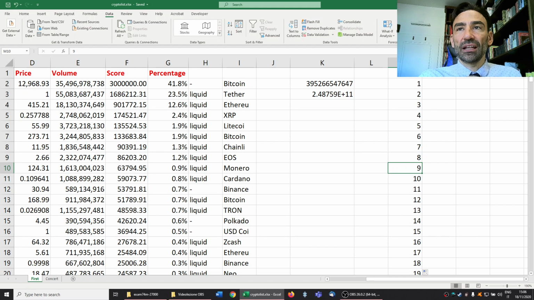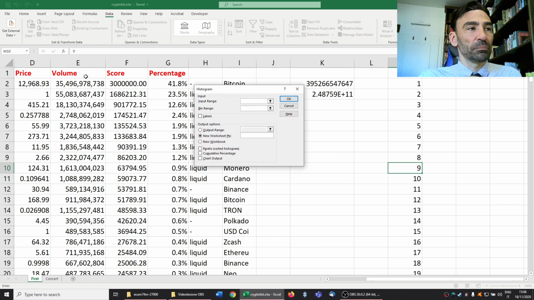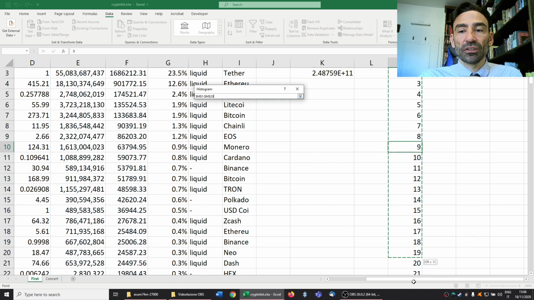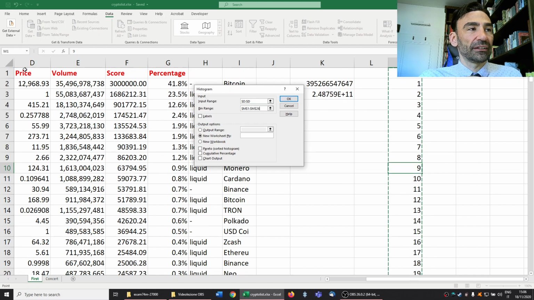Let's go. Data analysis, histogram, input range, price, bin range. Remember, you have to take also the header, because for price you had the header included, so labels. If you have the header here, you must have the header also here. Second thing to remember, in particular in Windows, you cannot choose the entire column M, because your Windows computer will get stuck. It's a little bug. Maybe it has been solved in 365, but I don't want to try now, and you don't want to try at exam, I'm pretty sure. Don't forget to flag chart output. Press OK.